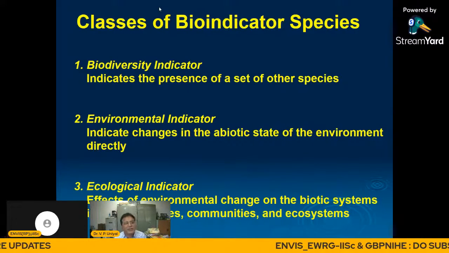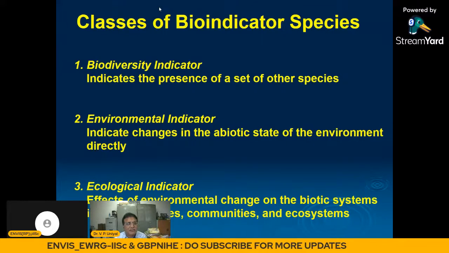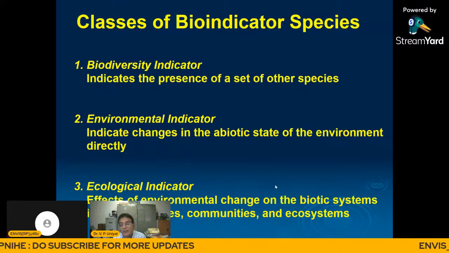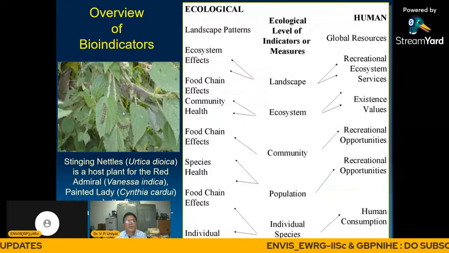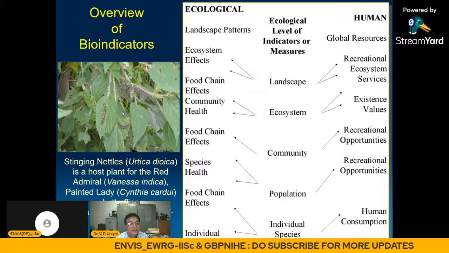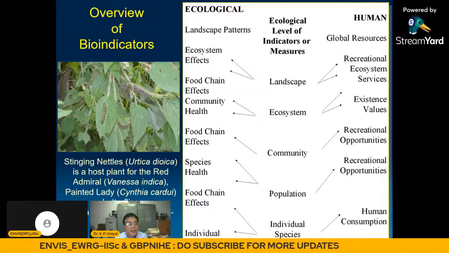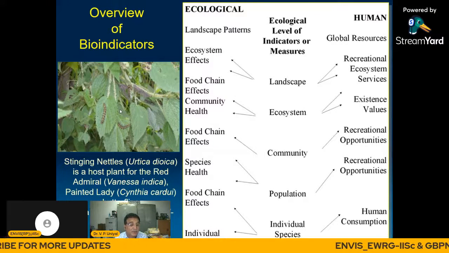The definition of bioindicators is slightly not different. Somebody is saying the bioindicators indicate the presence of a set of other species, environmental indicators, and ecological indicators, effects of environmental change in this biotic system, including species, communities, and ecosystem. For example, this particular species Urtica dioica, stinging nettle of the Himalayas, is a host plant of red admiral and painted lady butterflies and a bioindicator of high contact with the soil.